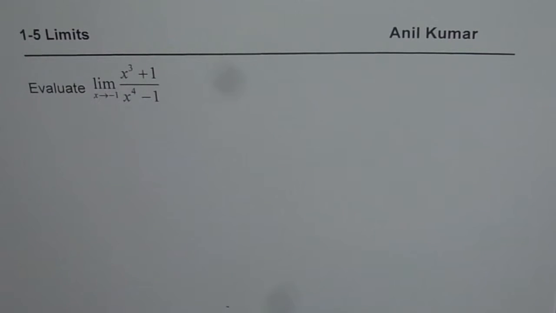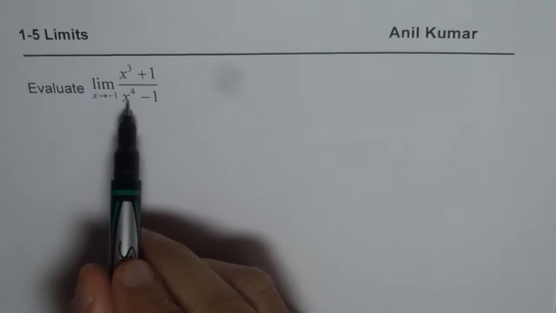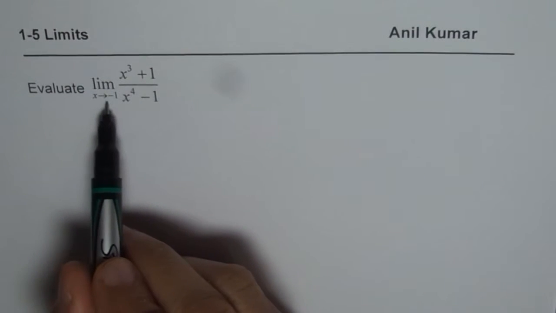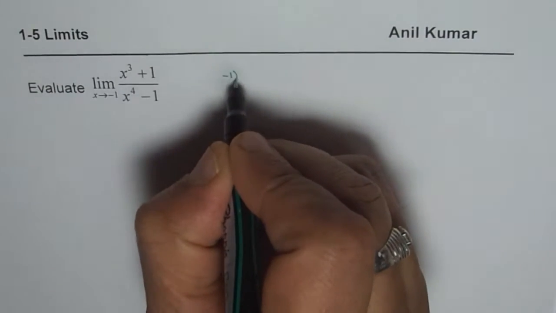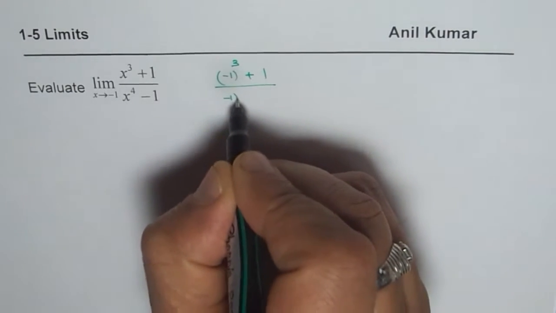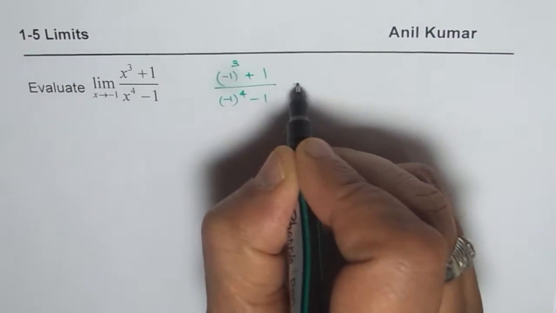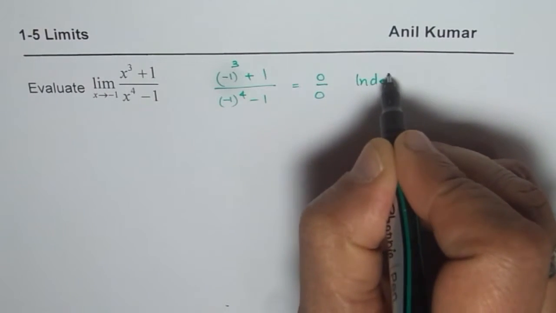I'm Anil Kumar, and now let us find the limit of the function (x cubed plus 1) divided by (x to the power of 4 minus 1), where x approaches minus 1. If I substitute minus 1, what do I get? I get (minus 1 cubed plus 1) divided by (minus 1 to the power of 4 minus 1), and that is 0 over 0. So this is an indeterminate form, right?